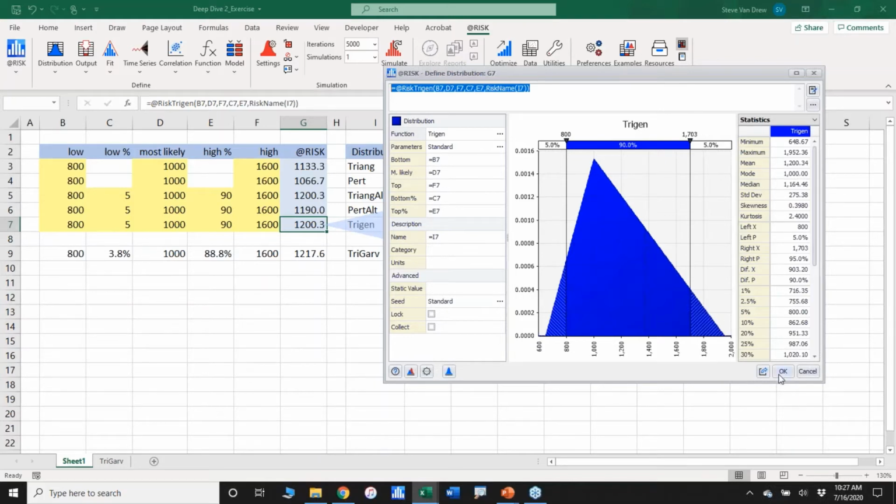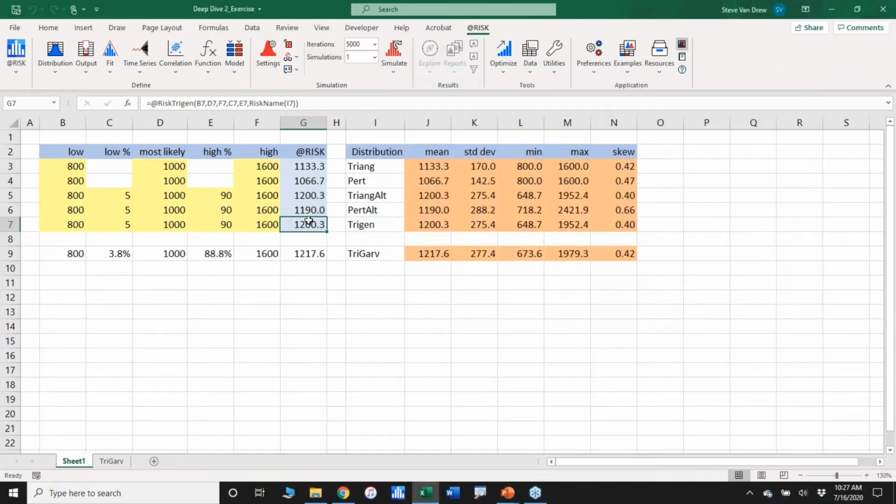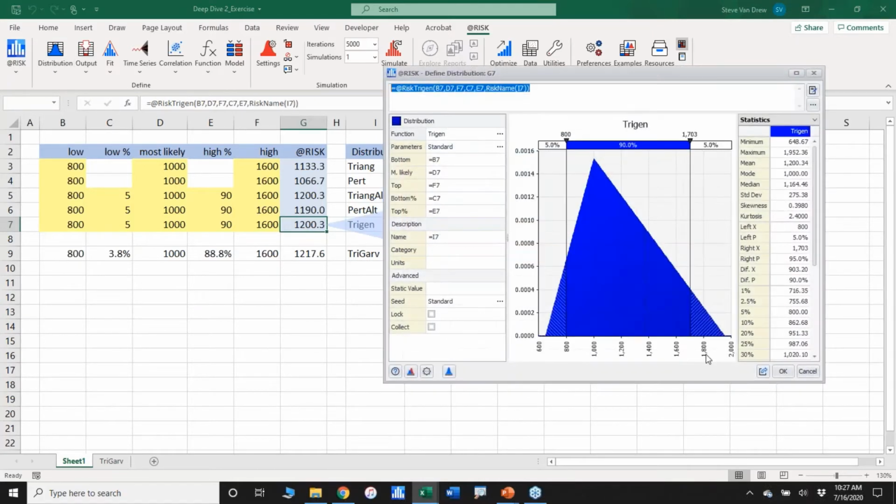Here we are updated with information about the characteristics of this particular triangular distribution. You see that the mean is now greater than it was for the straight triangular, 1200.3 now. You can see that the skew is 0.4 instead of 0.42. You can see that the maximum had to be kicked all the way up to 1952.4, just a little under 2 million lines of code, to give us a situation where 10% of the distribution is above 1600. And I'll show you that again in the graph.